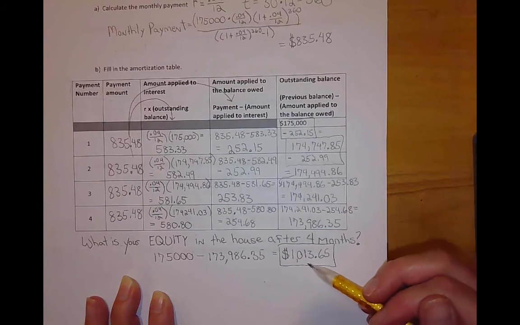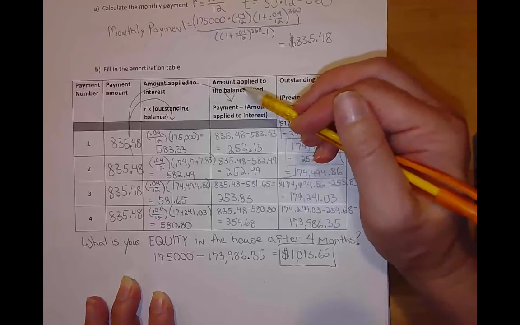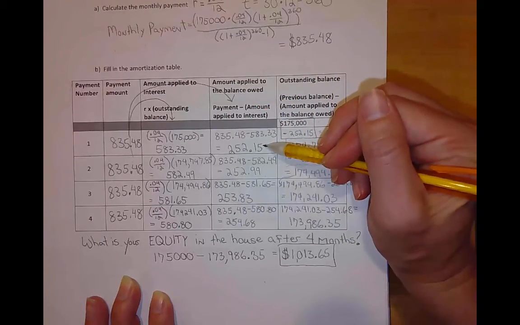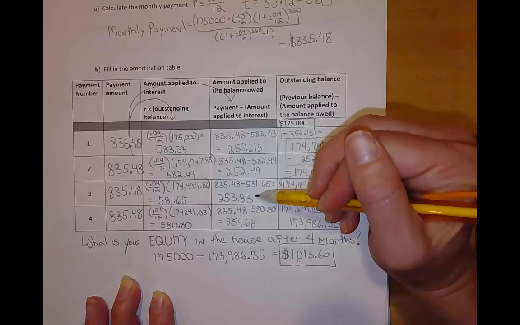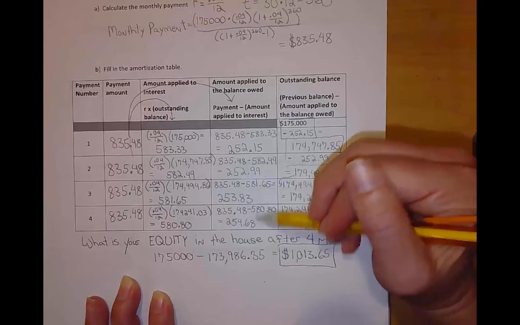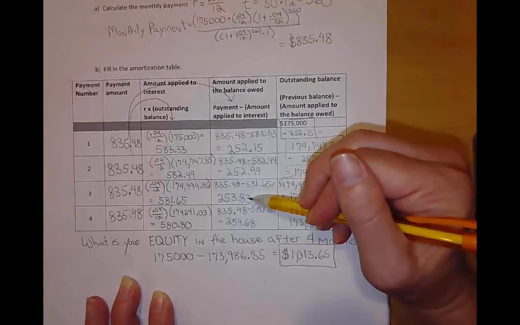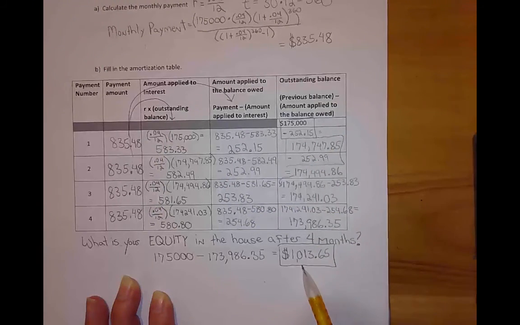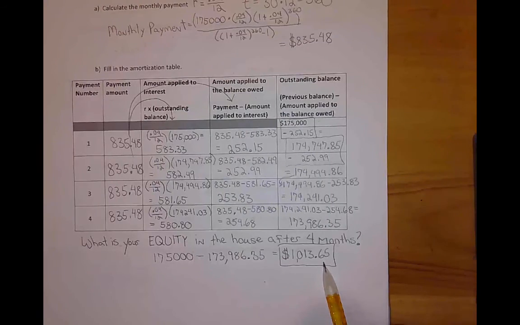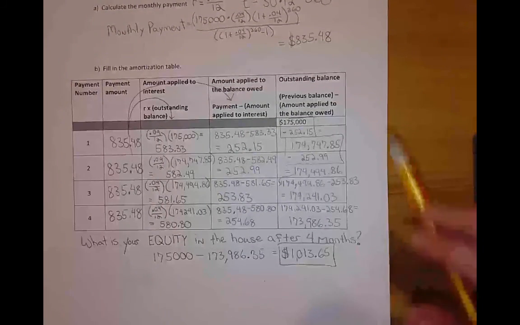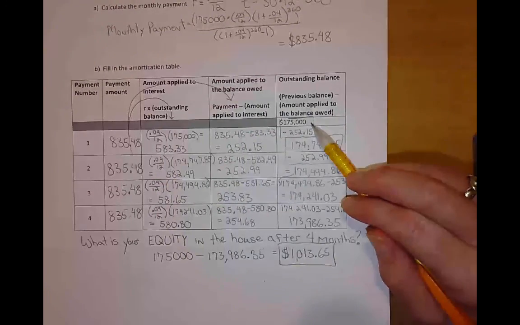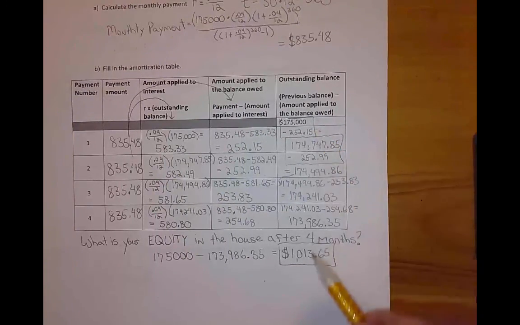Another way to get this answer would be to add all these amounts that were applied to our balance owed. And if you add all of these up, you should also get this $1,013.65. This is the part of your initial outstanding balance that you've now paid off.